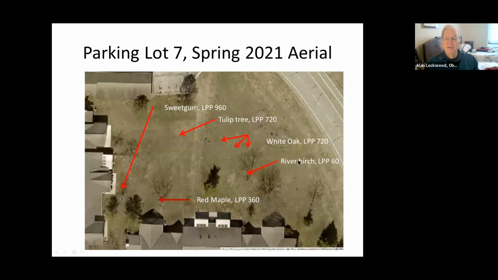And this is a river birch, also a common tree on our campus. And it sort of brings up the rear in terms of the value of this as a carbon sequestering species. It has an LPP of just 60.